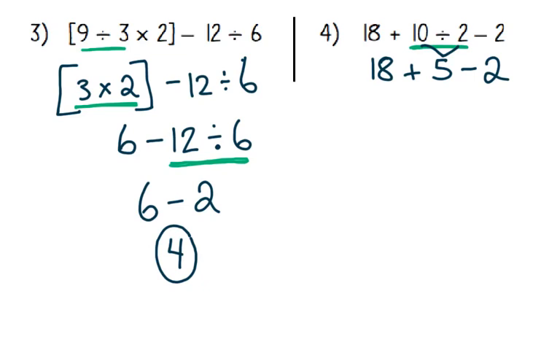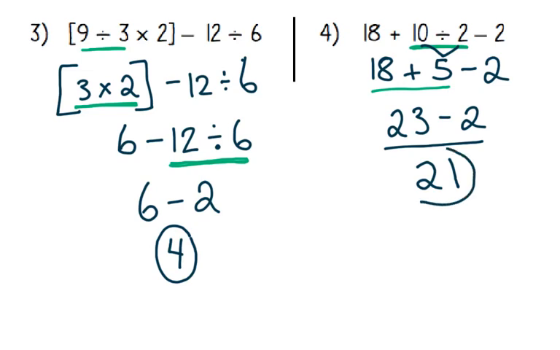Now we have 18 plus 5 minus 2. With addition and subtraction, it's first come, first serve. Whatever comes first, we have to do first. So we'll do 18 plus 5. 18 plus 5 is 23, minus 2. And 23 minus 2 is 21. So our final answer is 21.